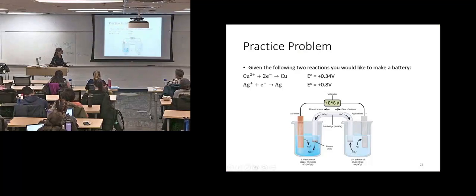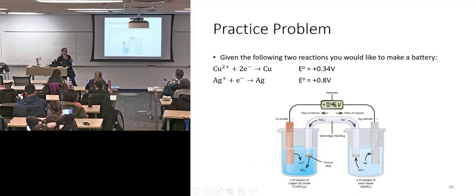Ta-da! My drawing looks exactly like this. Super perfect. So I have my copper nitrate solution, and I have my copper in it, and then I have a silver nitrate solution over here, and I have my silver electrode in it, and it's beautiful. Okay? And I have a voltmeter telling me my answer.